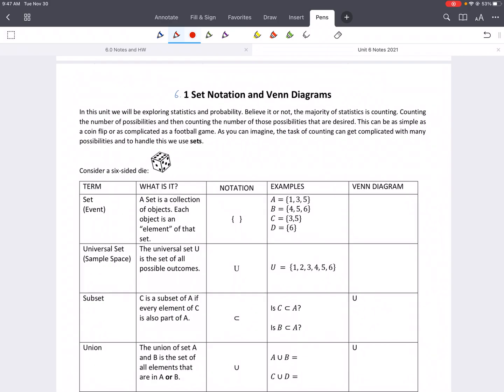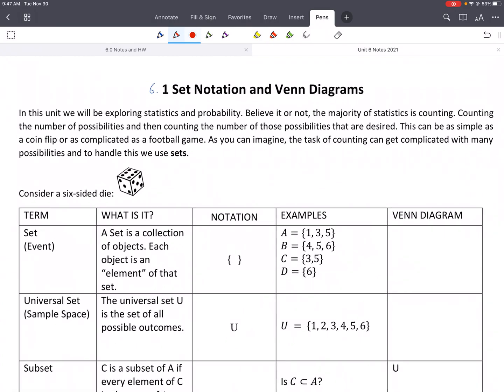Hey everybody, this is 6.1 set notation and Venn diagrams. On yours it probably says 8.1. I didn't fix that. I got everything else, but I always forget something.